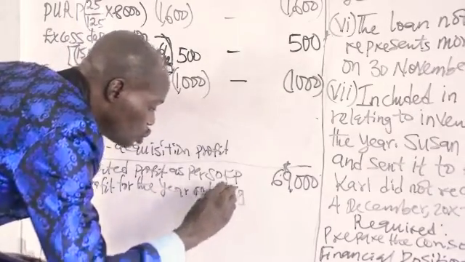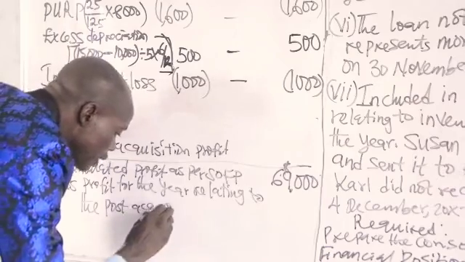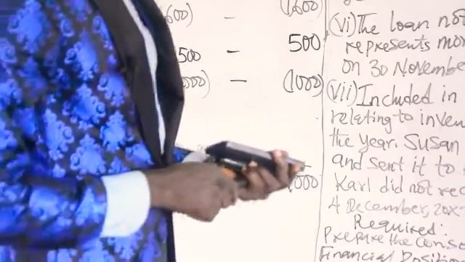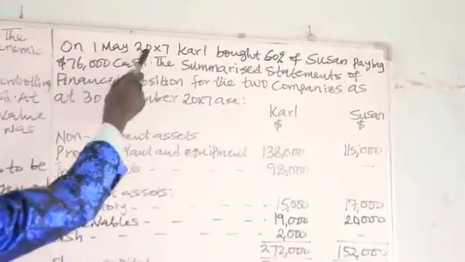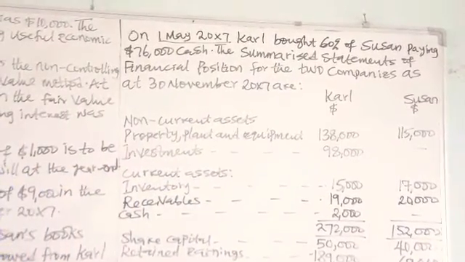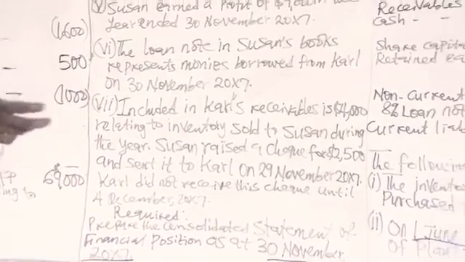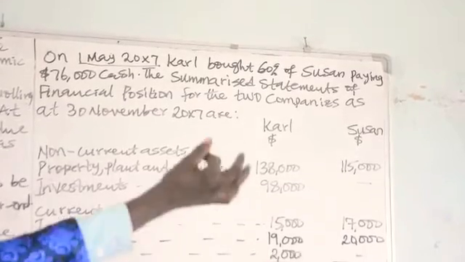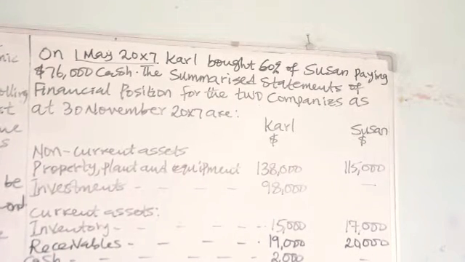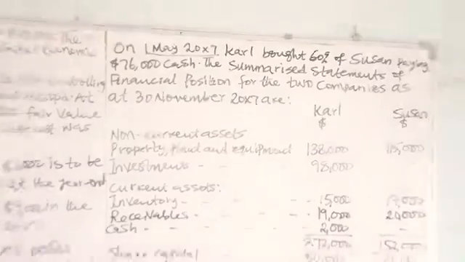relating to the post-acquisition period. Now, at this juncture, you look at the date of acquisition. At the beginning of the question, you were told that on 1st of May 2007, Carl bought. The date of acquisition is 1st of May. And you compare that date with the date of consolidation, which is 30th of November 2007. Now, to count your post-acquisition, you count from May, June, July, August, September, October, November. Therefore, the post-acquisition period is exactly 7 months.